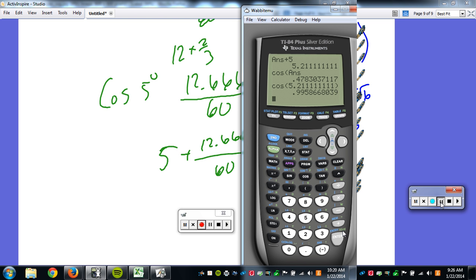Should we do it all over? Let's start again, just to make sure. So I had 40 seconds. So I go 40 divided by 60. This is how many minutes those seconds were. 2/3 of a minute, right? So I add my 12 minutes to that. That tells me how many minutes I have. Well, I don't want minutes, I want degrees, so I divide that guy by 60. How many degrees do I have? 5, so I add 5. And then I'm taking the cosine of that answer.